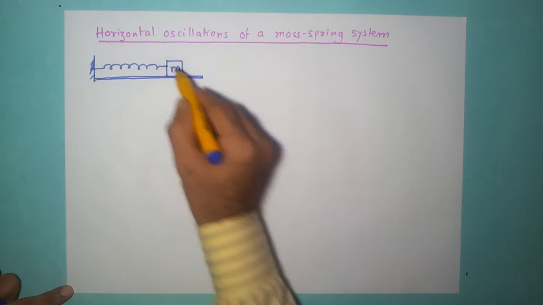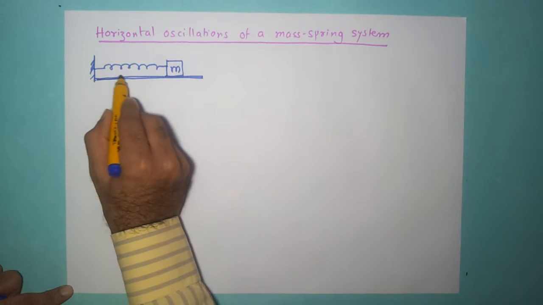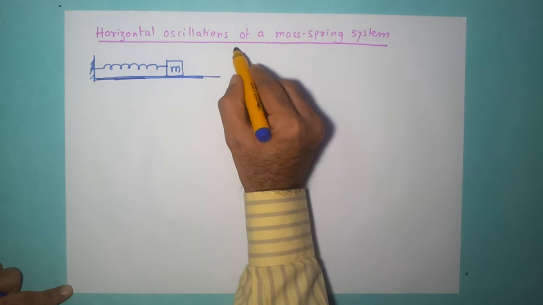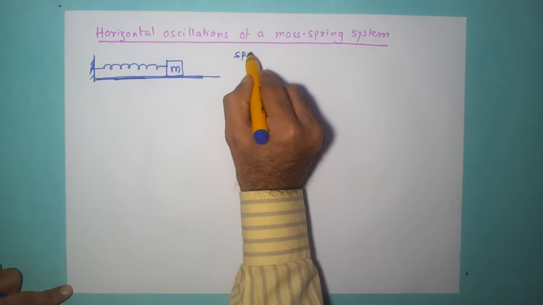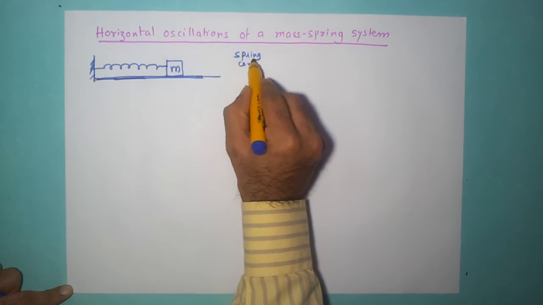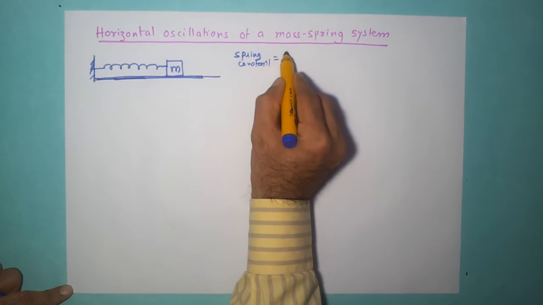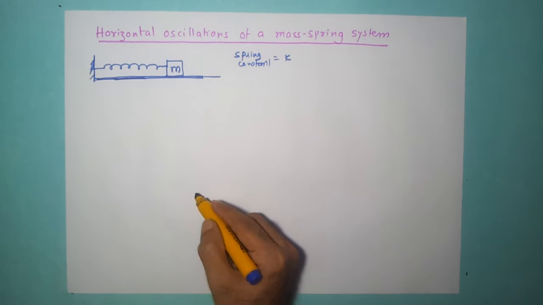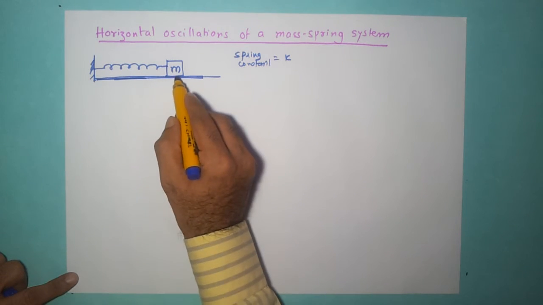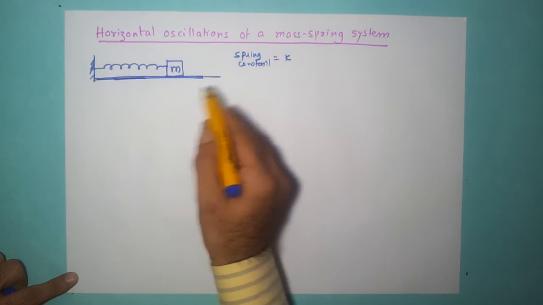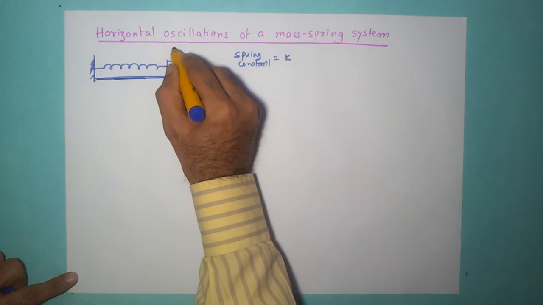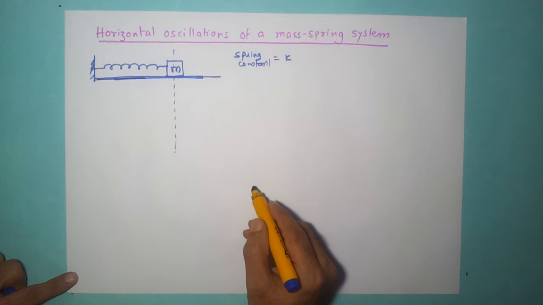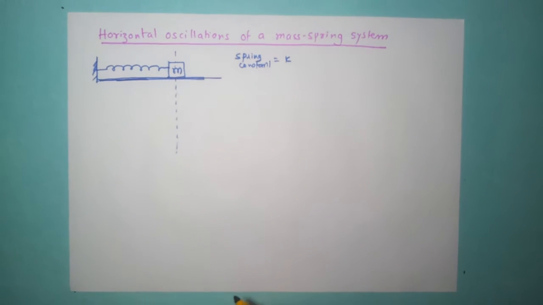So you have a mass attached to a spring and lying, let us say, on a horizontal surface like this. Let us say the spring constant of the spring is equal to K, and the mass of this block is M. And this is the equilibrium position. That means neither the mass nor the spring is moving back or forth. So I'll indicate this as the equilibrium position of the mass spring system.